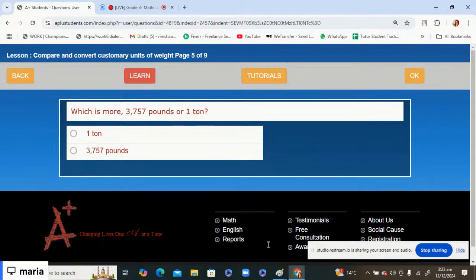Now, which is more, 3,757 pounds or 1 ton? Let me tell you, 1 ton is equal to 2,000 pounds. So check it out. Is the pound greater here or is the ton greater?